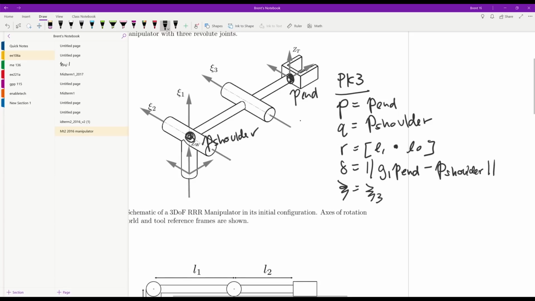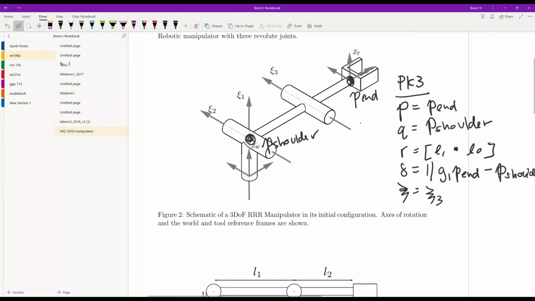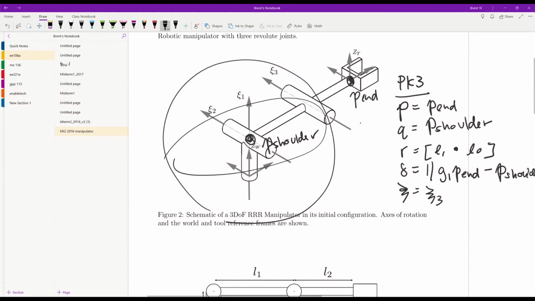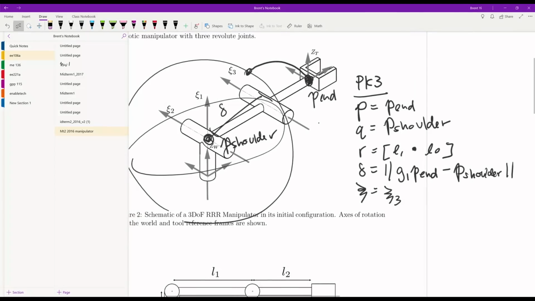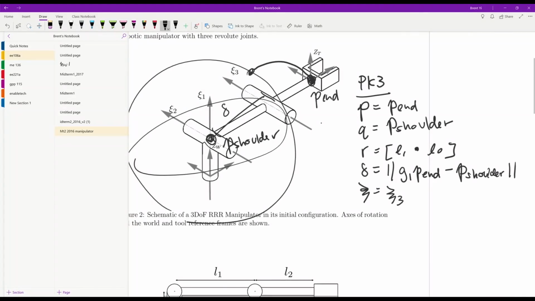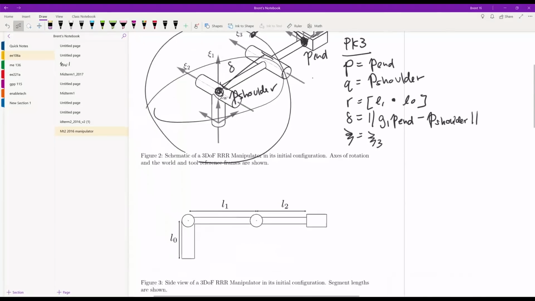So what we're basically doing here is we're defining the sphere around P shoulder, right? With a radius of delta. We're trying to move this end effector point to something along the sphere. And the idea is because twist 3 is the only thing that controls the distance between P end and P shoulder, if that distance is correct, which we can ensure with PK3, then that value of theta 3 is also correct. So let's just define these terms numerically, and then that'll be our answer.